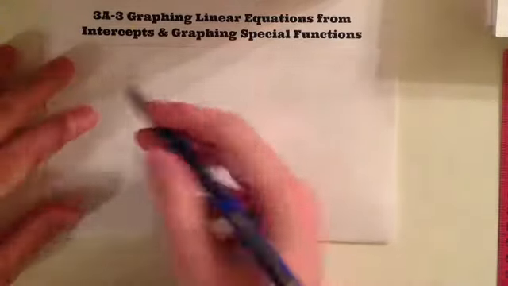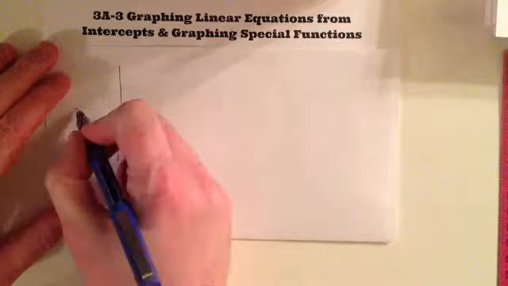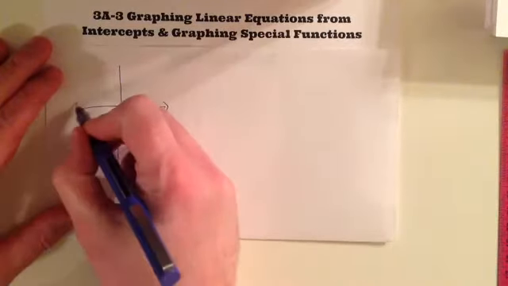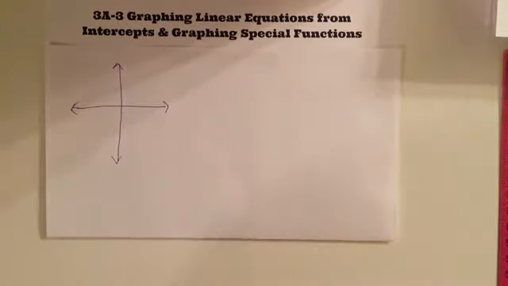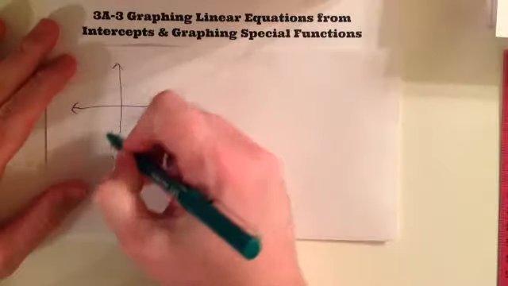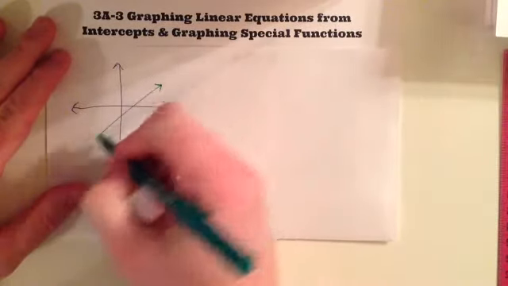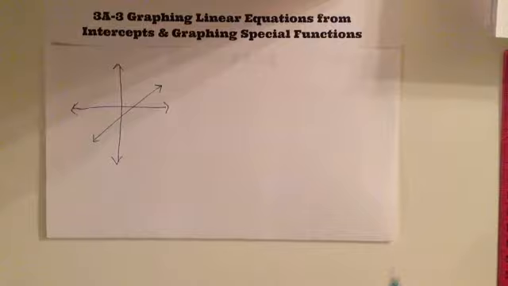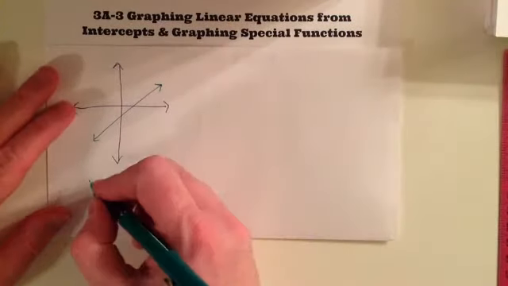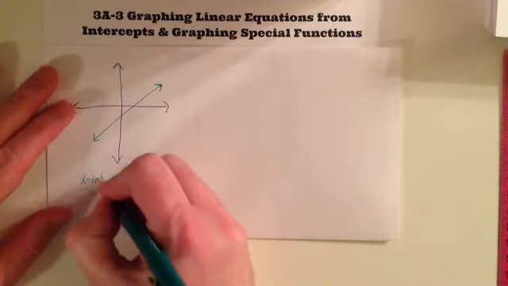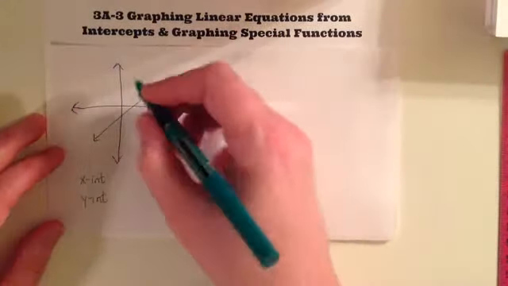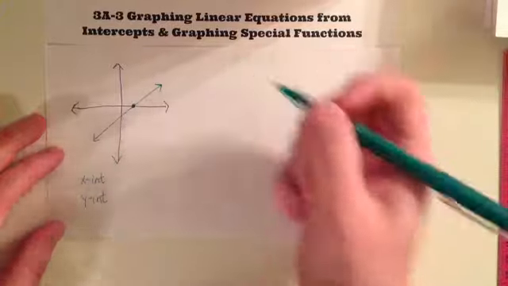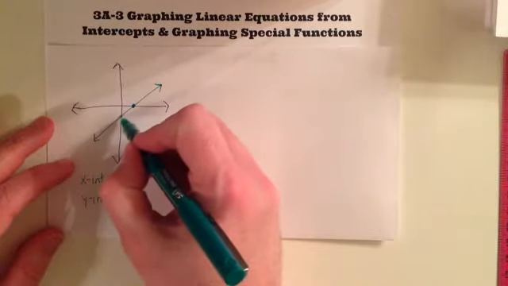So let's draw a simple y-axis and an x-axis, and we'll put arrows on it. Then I'm going to take a different color and draw a line. It doesn't matter where this line is. When we talk about intercepts, we know we have an x-intercept and a y-intercept. The x-intercept is where the line crosses the x-axis, and the y-intercept is where the line crosses the y-axis.